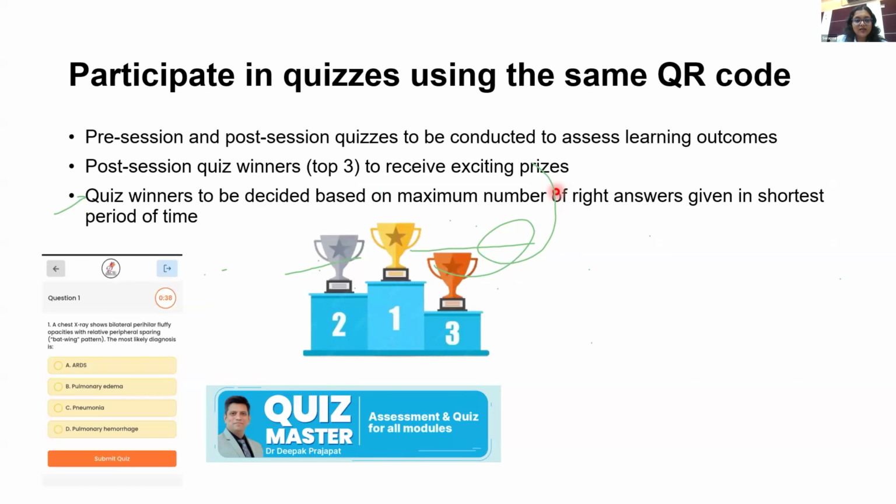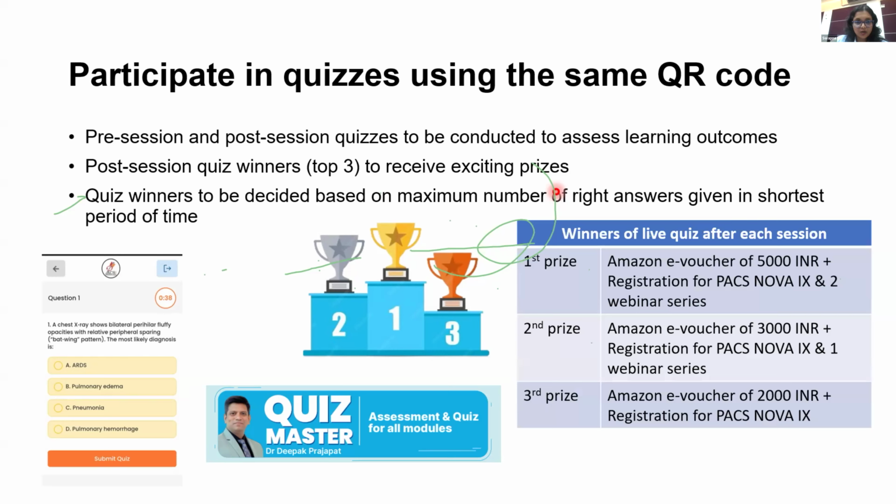Now we also have quizzes. There will be a pre-session quiz immediately after this briefing session, and then we'll have a quiz at the end of the session. These two quizzes are to assess the outcomes of the learning. The top three winners of the post-session quiz will get exciting prizes. Dr. Deepak Prajapat is our quiz master. PAX has exciting prizes for the top three winners of each quiz.